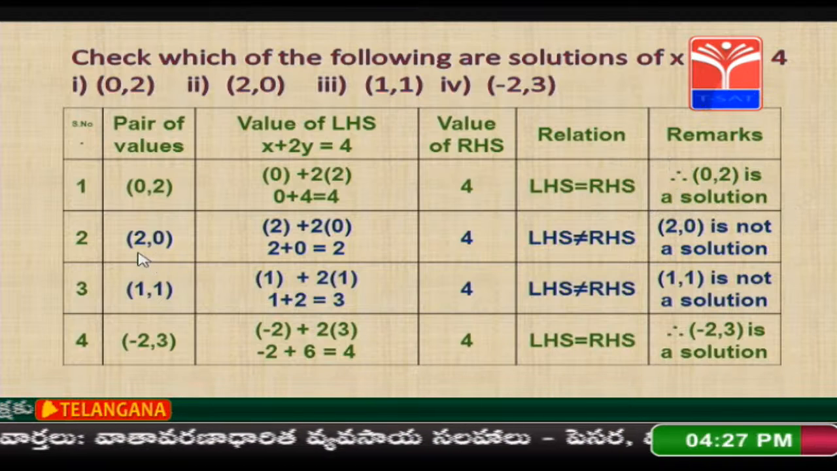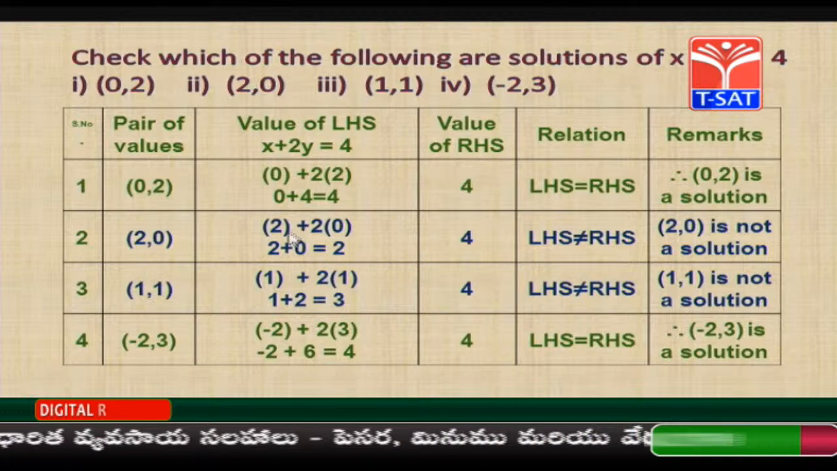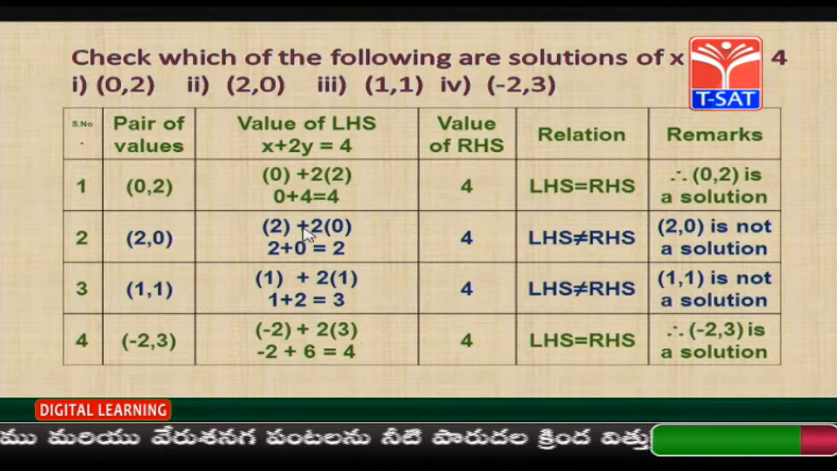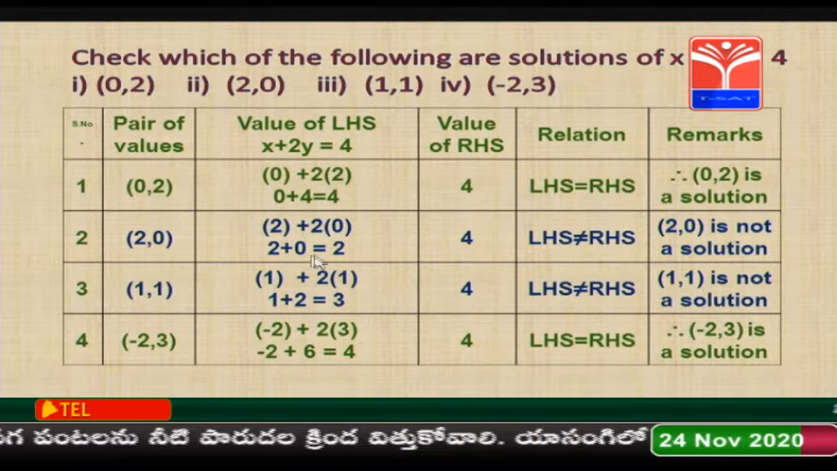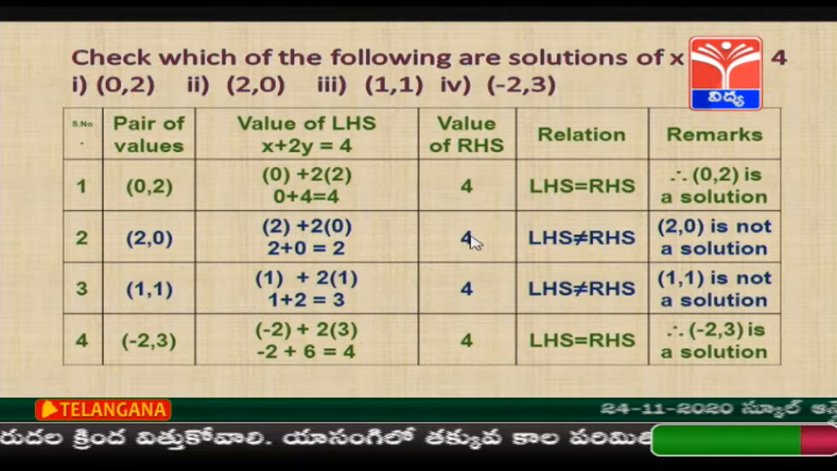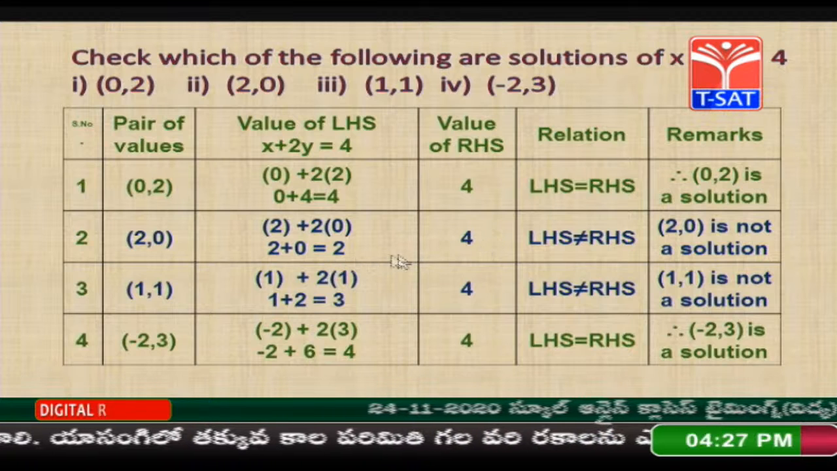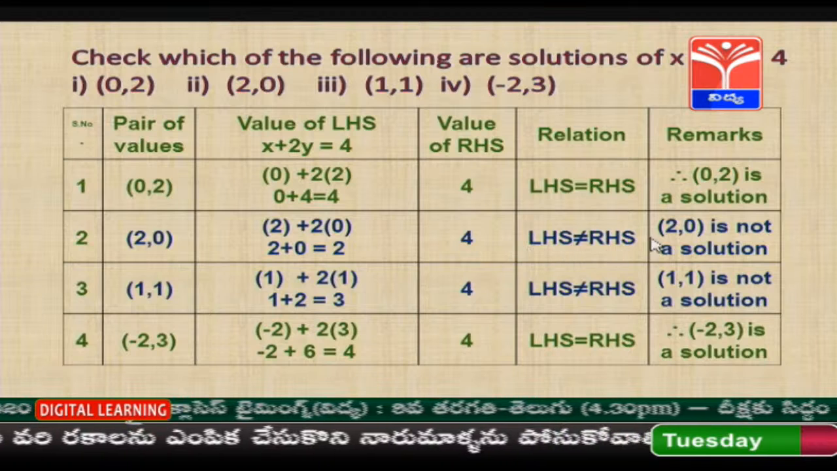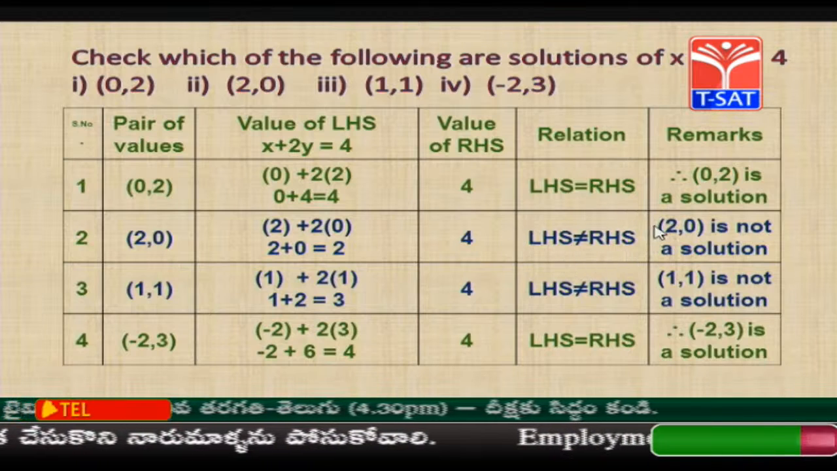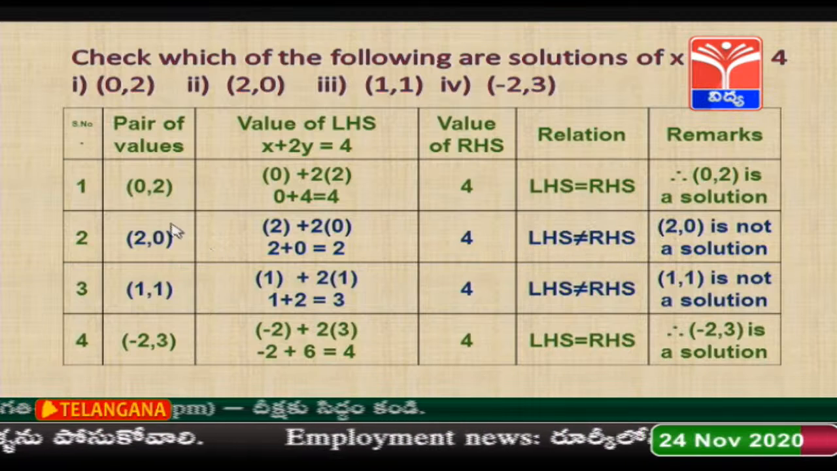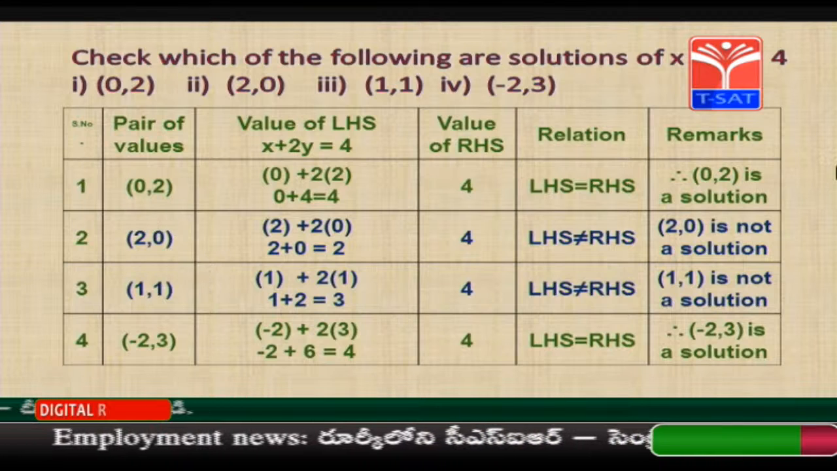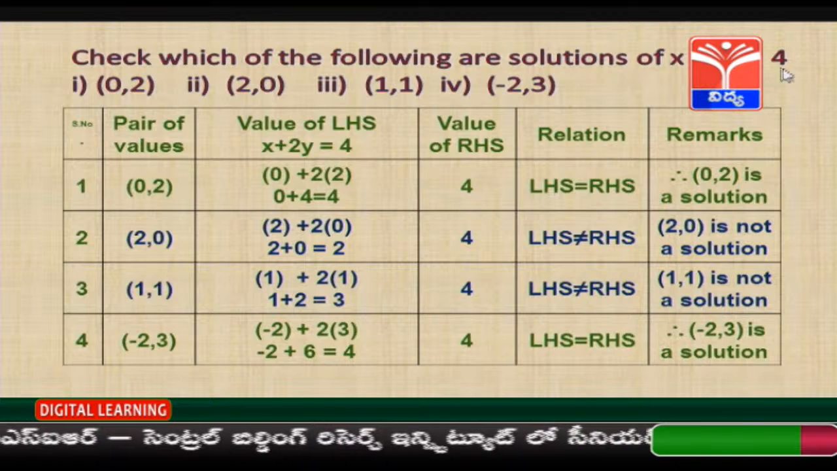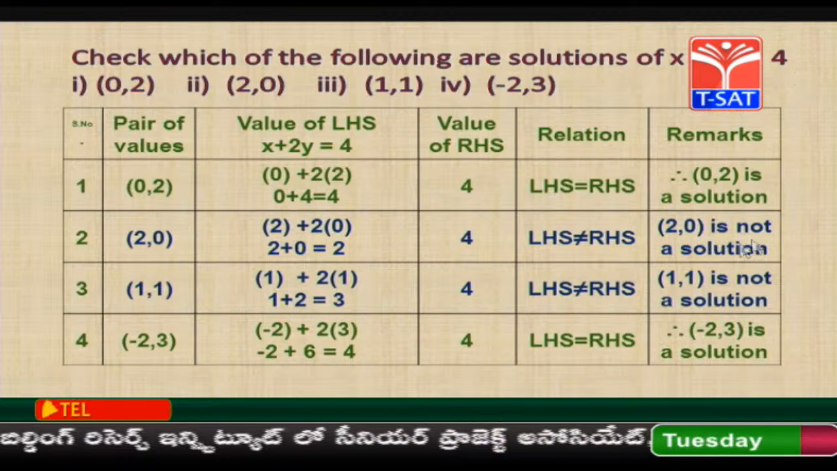Now, come to the next, 2 comma 0. In place of x you have 2, in place of y you have 0. 2 plus 2 into 0, 2 plus 0, how much is it? 2. Is it equal to the right hand side? 2 is not equal to 4, that means I can say left hand side is not equal to right hand side, LHS is not equal to RHS. The point 2 comma 0 is not a solution to the given equation x plus 2y is equal to 4. 2 comma 0 is not a solution.